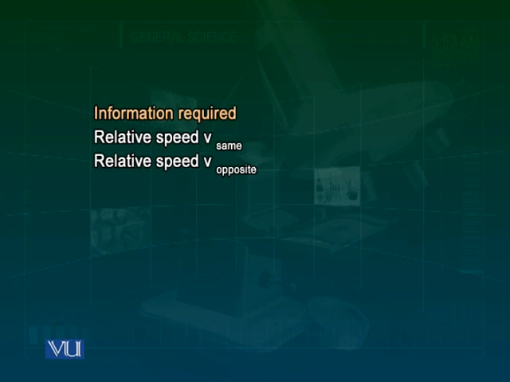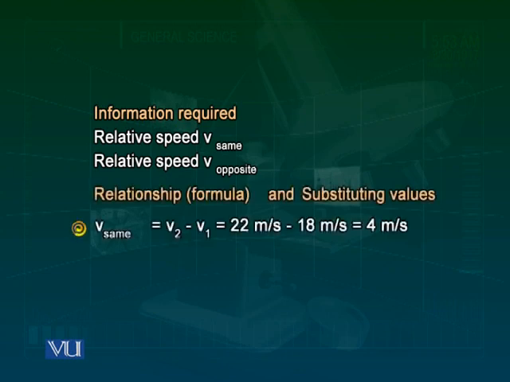Yes, we have a relationship. If the direction is the same, then the relative velocity will be v2 minus v1, because this speed minus this speed is going to give us the relative velocity. The speed of one vehicle is 22 meters per second. The speed of the second vehicle is 18 meters per second. 22 minus 18 gives an answer of 4 meters per second.